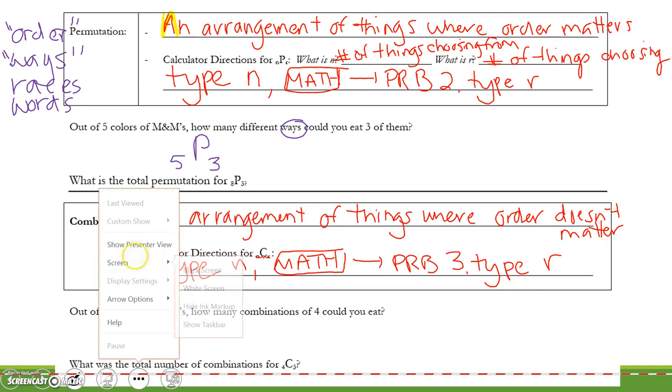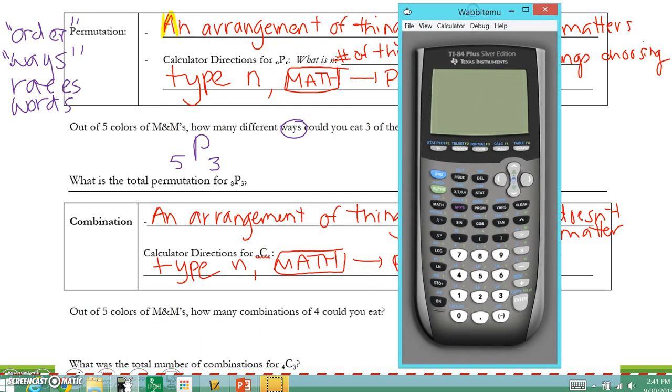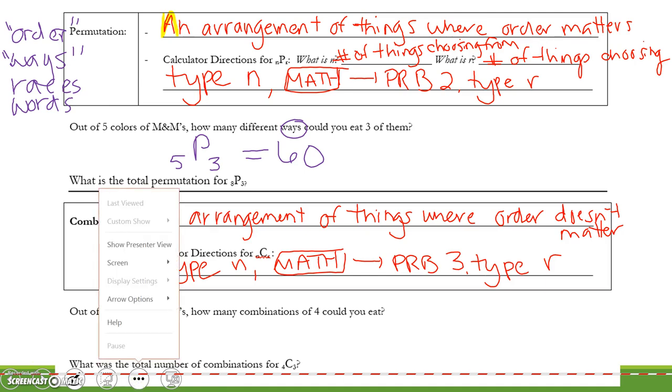So now I'm going to grab my calculator. You type the 5, then you hit math, and you arrow over to where it says PRB. Then you should see nPr is number 2. It pulls it up, then I write 3. So the answer is 60. If I had 5 colors of M&Ms, there's 60 different ways I could eat 3 of them.